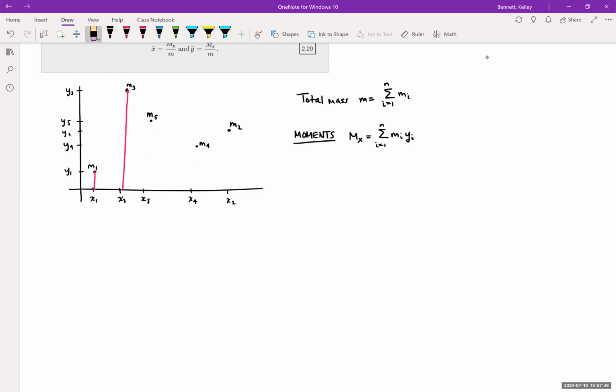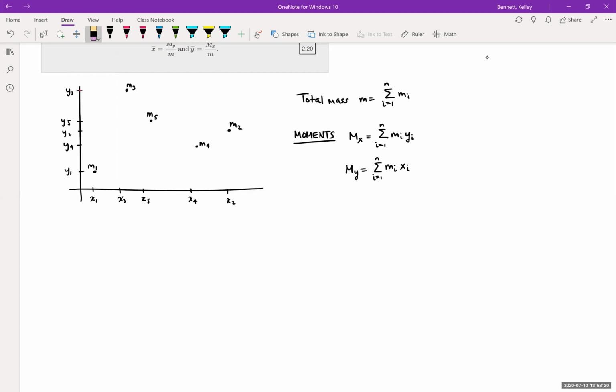Similarly, you can do the same with y. So m sub y will be defined as the sum from i equals 1 to n of m_i x_i, because here the distance from the mass to the y-axis, like the distance from the y-axis to M3, well, that's x3. The distance from the y-axis to M5 is x5. So that's why you're adding up all of those things. So that for us creates our moments for x and y.